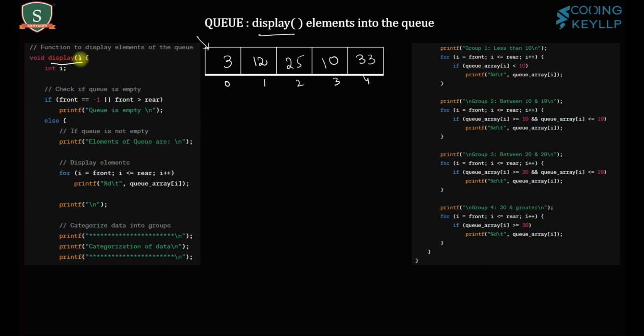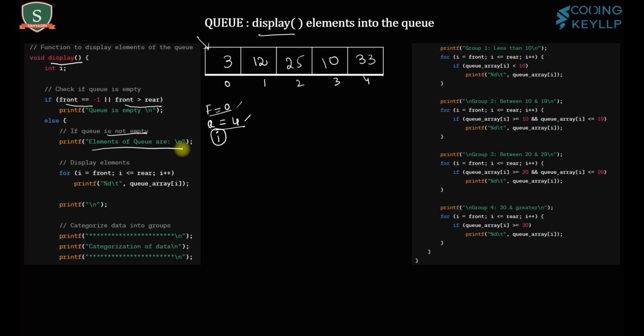We call the display method. When you call the display method, we are taking an integer variable i. So i is the iterator. With this variable, we are going to traverse this array and display the elements that are there in the array. Now, front is equal to minus 1 or front is greater than rear. Here, front value is 0, rear value is 4. So these are the two variables that we are having here. With the support of these two values only, we are going to trace the complete array. If front is equal to minus 1 or front is greater than rear, then it means that the array is empty or the Q is empty.